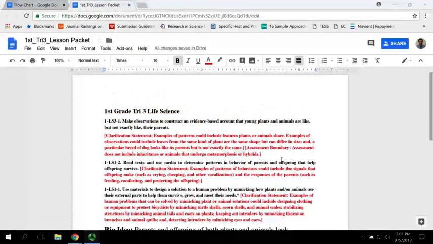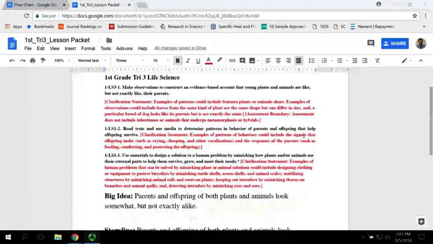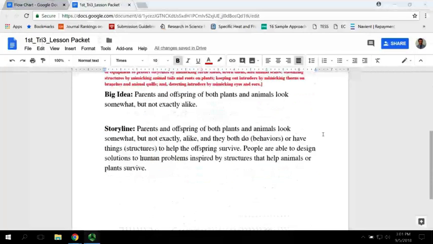Hello and welcome to the first grade trimester 3 life science overview. So we have the bundles of standards here, and this unit is all about inherited traits that plants and animals have that they get from their parents, and also behavioral traits that animals learn after they're born.